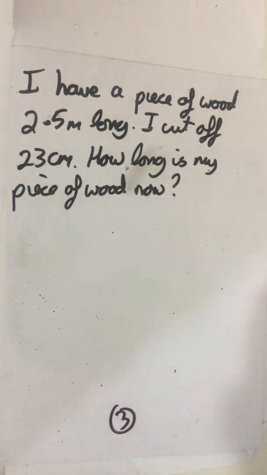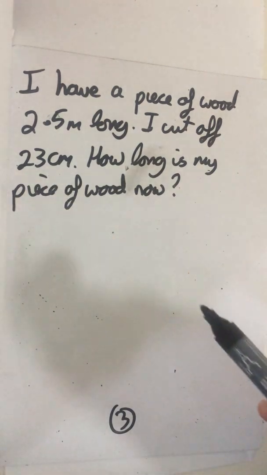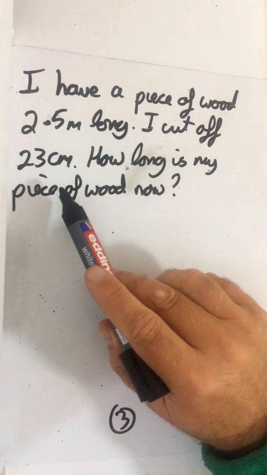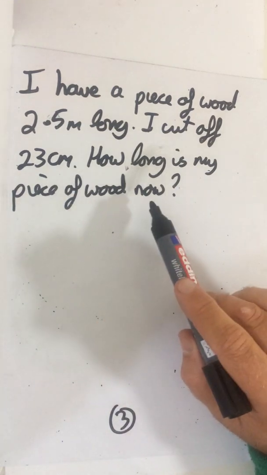Right, I have a piece of wood 2.5 meters long. I cut off 23 centimeters. How long is my piece of wood now? Okay, so I've got a piece of wood, it's 2.5 meters. I cut off 23 centimeters. How long is my piece of wood now?